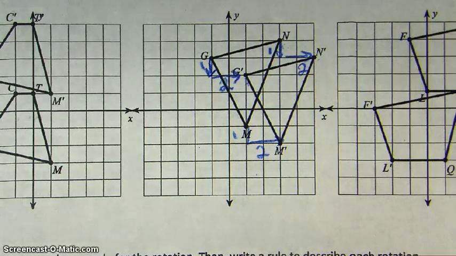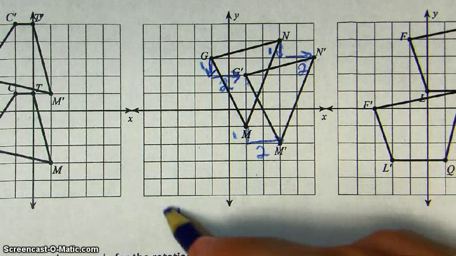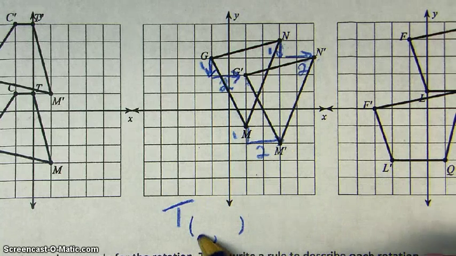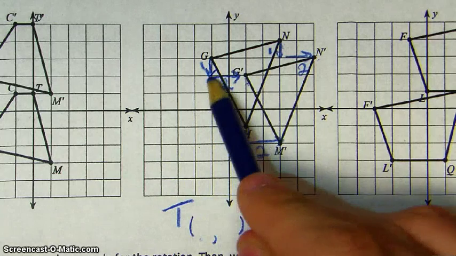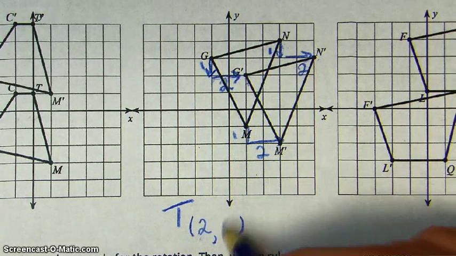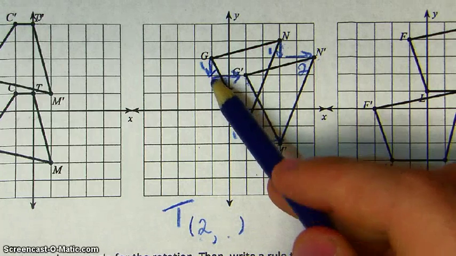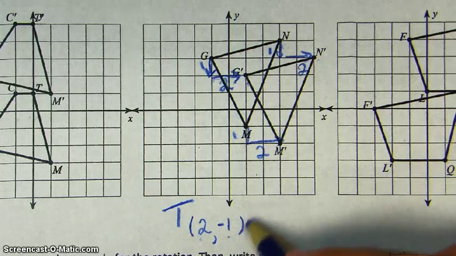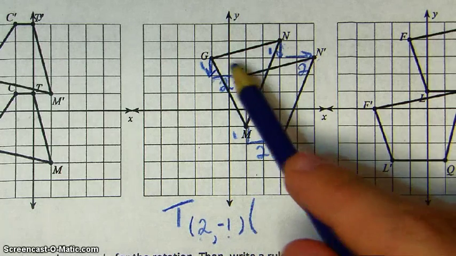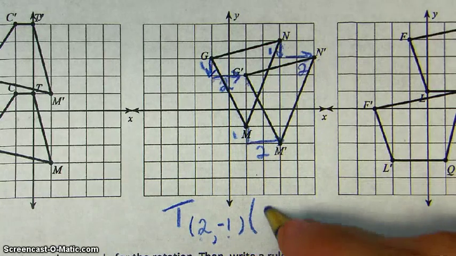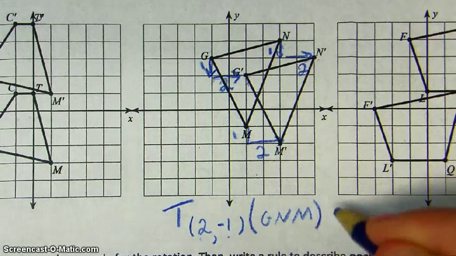Now we're ready to notate this. For translation, we use a capital T, followed by the vector we moved in. The first number, just like with a coordinate, will be how far we moved in our x direction. That's left to right. We've moved 2 to the right, so it'll be positive 2. The second number tells us how far in the y direction we moved, up and down. We've moved 1 down, so that'll be negative 1 in the y direction. And again, that'll be followed by the points of the pre-image that we translated, G, N, M.